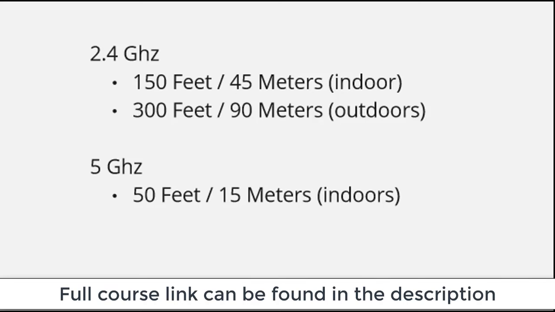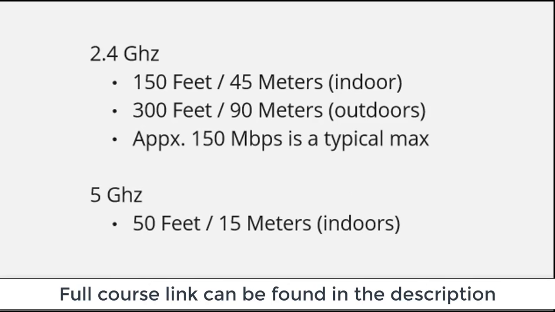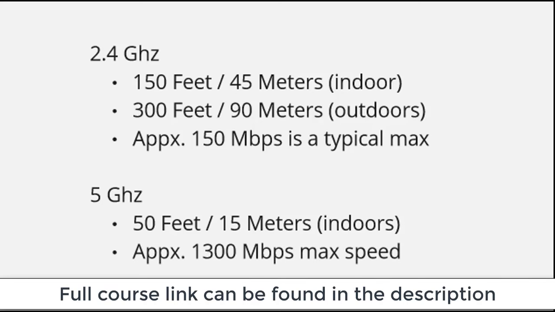So what is the speed difference between these two types of networks? Well, with a 2.4 gigahertz network, about 150 megabits per second is kind of a normal maximum speed. Versus 5G, the maximum speed is much, much higher. Now, just go into this with an understanding that although the maximum speed of 5G is much, much faster, let's say that you're just using the internet, right?